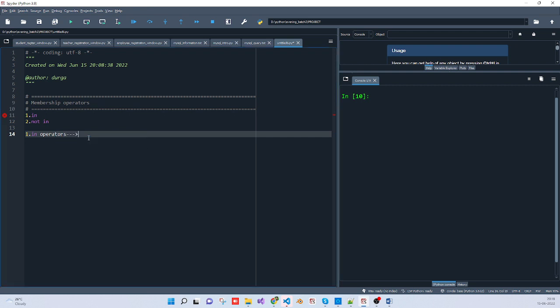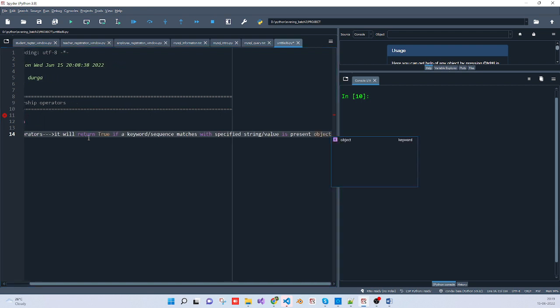What will it do? It will return true if the keyword or sequence matches with the specified string or value, that is, if the specified value is present in the object.